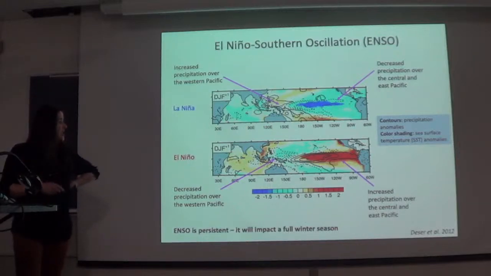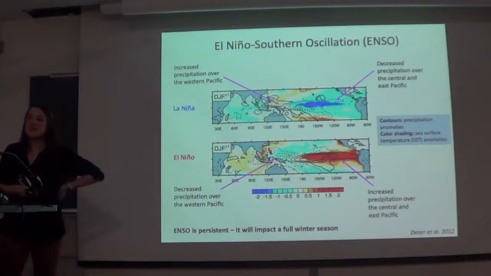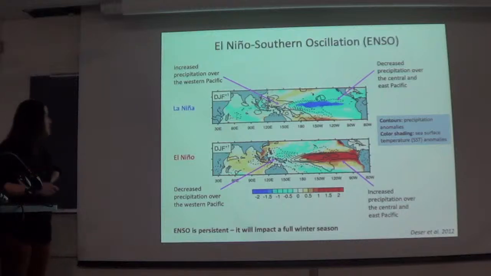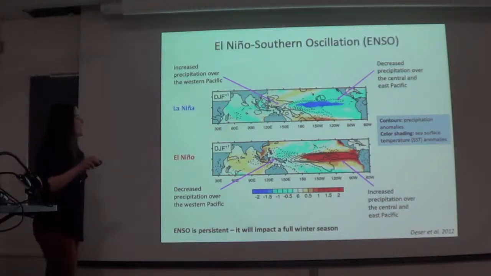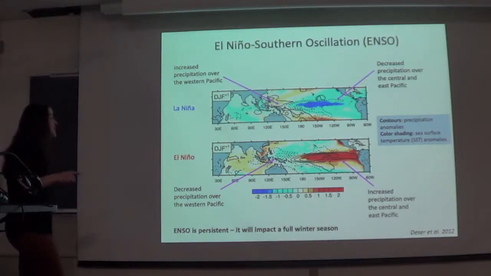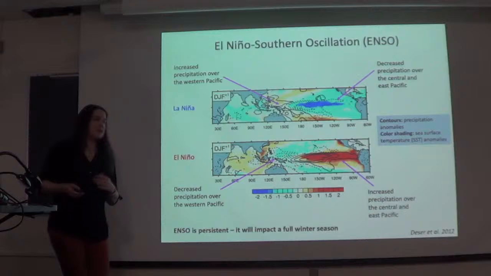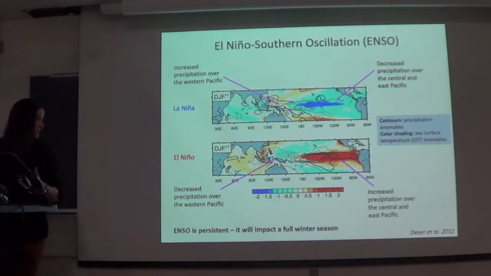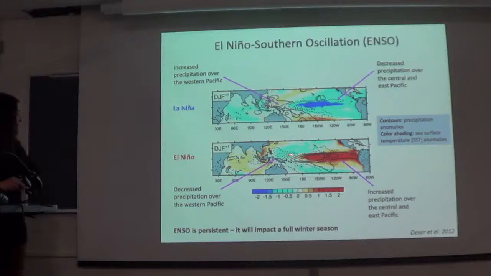In the color shading are anomalous sea surface temperatures, or SSTs, and then in the black contours are the precipitation anomalies. So during La Nina, we typically see colder than normal sea surface temperatures and suppressed precipitation. Whereas during El Nino, we see warmer than normal sea surface temperatures across the Pacific and increased precipitation. And we see the opposite over the Western Pacific.